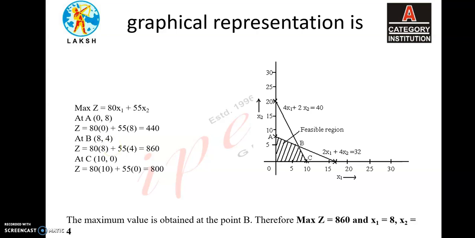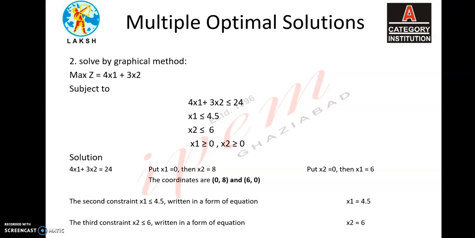Right. Let's take some more examples to clear the graphical solution. Now there are some special cases in linear programming problem. The first is the multiple optimal solution. Multiple optimal solution is where there is more than one solution. It is known as multiple optimal solution.